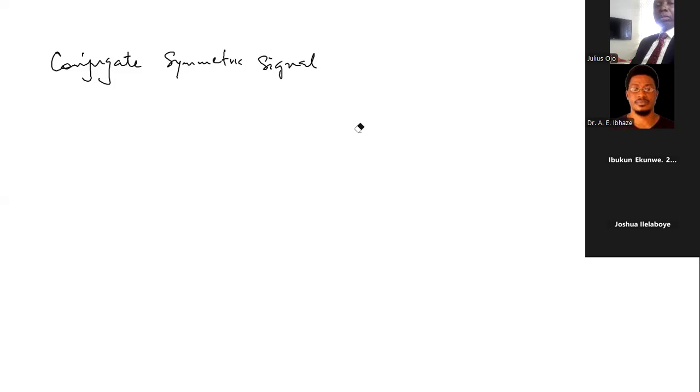But in our case, we try to place an asterisk on the signal. So if I say S of t is my main signal, then S star of t is the conjugate of that signal. So for instance, I'm going to come to you, Julius, just a minute. Now, if this is S1 of t plus j S2 of t, then this is going to be S1 of t minus j S2 of t.